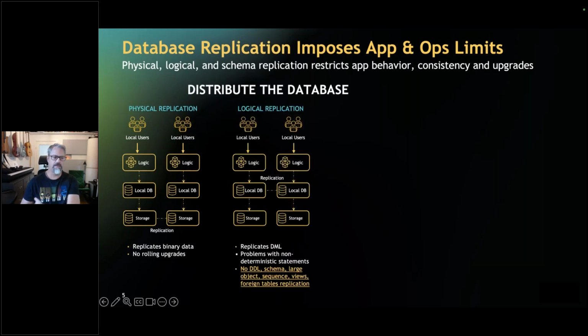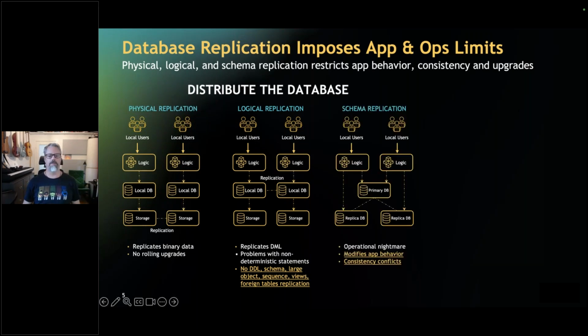The second one is logical replication, and that is at the database level, not the infrastructure level. Here we have things like DML replication, and DML means data modification language. Some of the problems here are around how you deal with non-deterministic statements, for example. We also can't do DDL replication, meaning schema replication. How can we work with things like schema changes, and really replicate things like views? Large objects are often a problem here, as are sequences and so on.